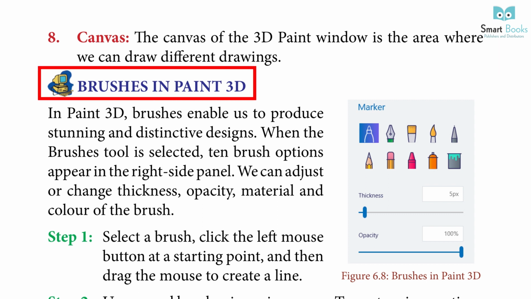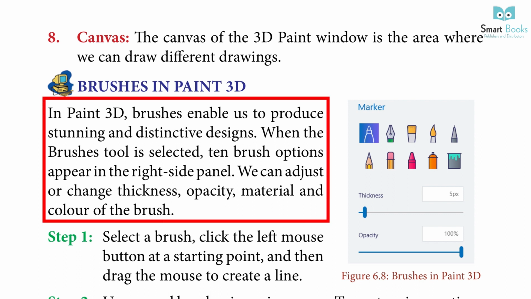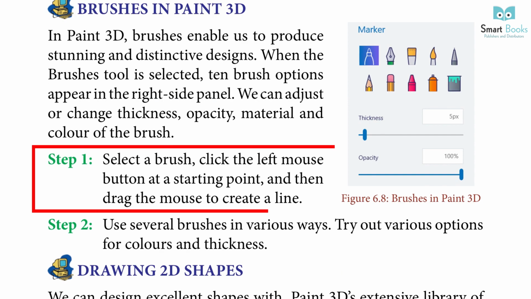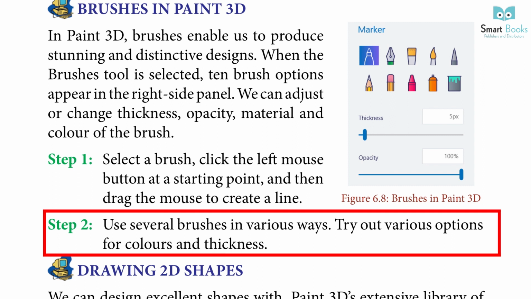Brushes in Paint 3D. In Paint 3D, brushes enable us to produce stunning and distinctive designs. When the brushes tool is selected, 10 brush options appear in the right side panel. We can adjust or change the thickness, opacity, material, and color of the brush. Step 1. Select a brush, click the left mouse button at the starting point, and then drag the mouse to create a line. Step 2. Use several brushes in various ways. Try out various options for colors and thickness.